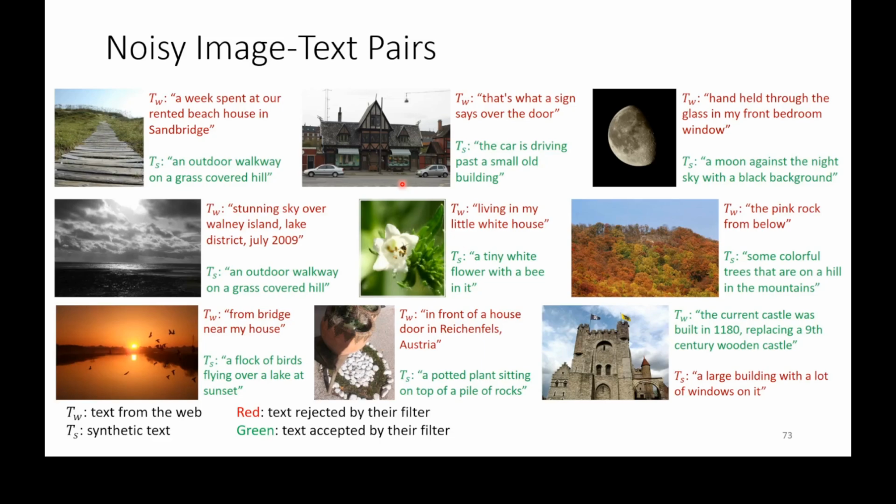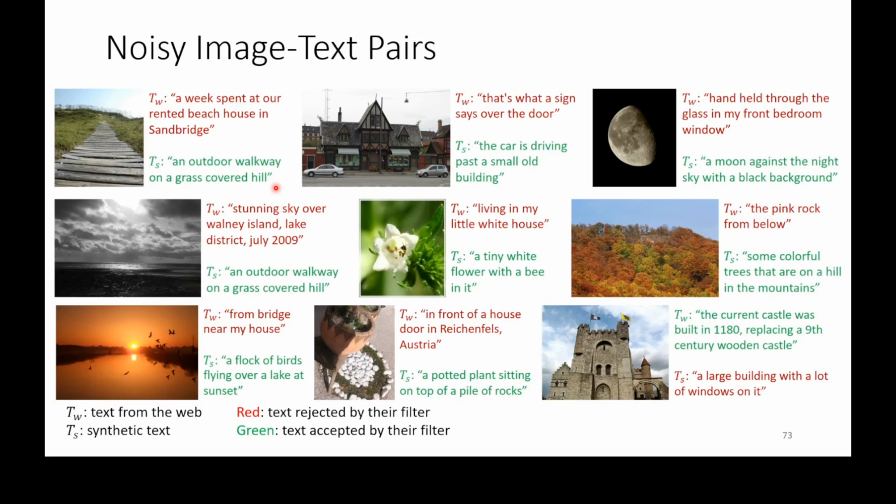What do you mean by bootstrap? It means generating pseudo labels by themselves. So this is the pseudo label, or pseudo sentence, describing this image by their BLIP method. From this image, they generate the label: an outdoor walkway on a grass-covered hill. It makes sense. They first improve the training data in terms of text description.